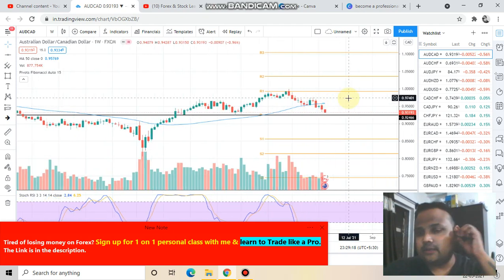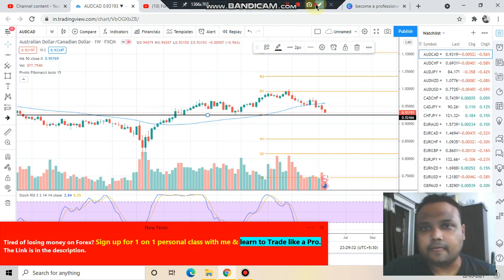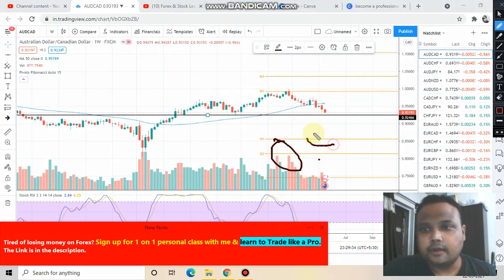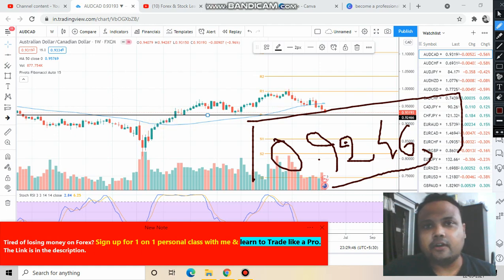In the weekly chart, we can see that market has formed a red candle this week. Previous week, market formed a red candle with price rejection from below. Okay. And if you look at a weekly chart, we can see that there is a support at this particular level, 0.9246. Market has got support on the weekly chart at this level. That's why I have drawn a black line.